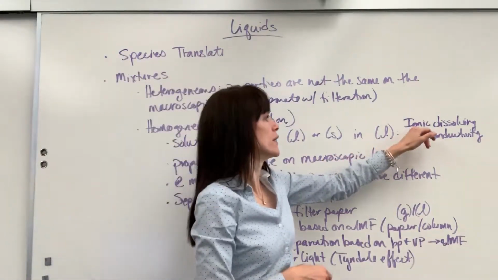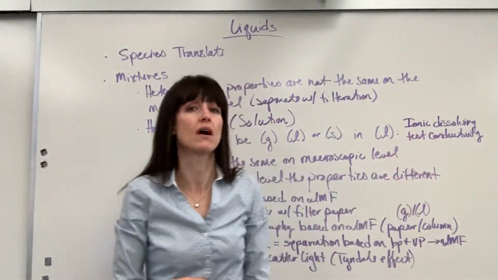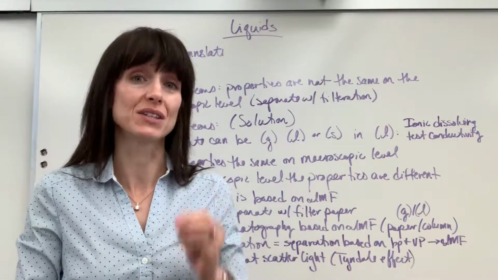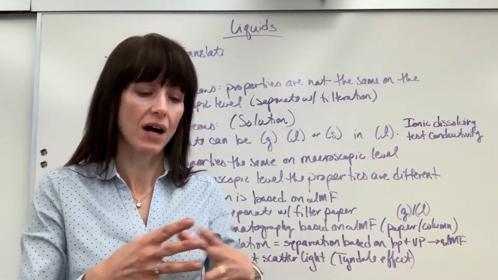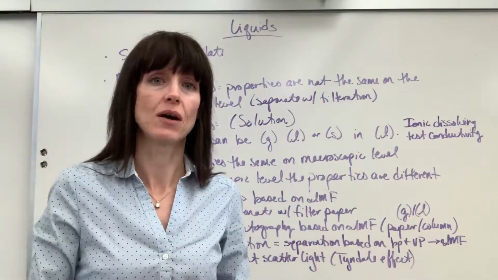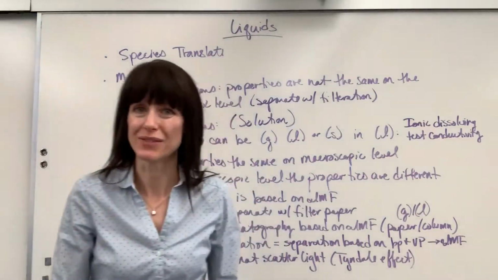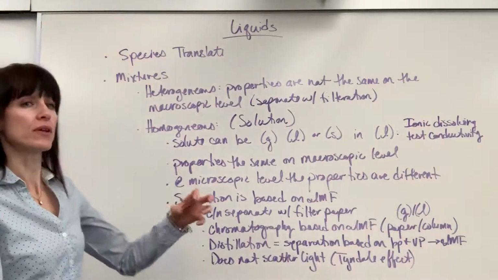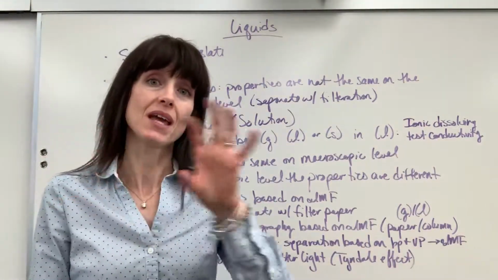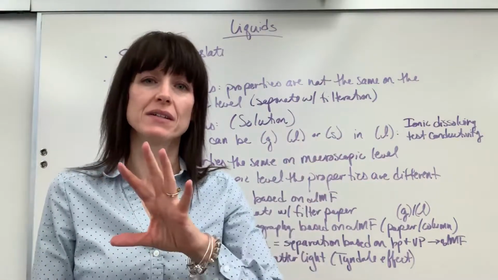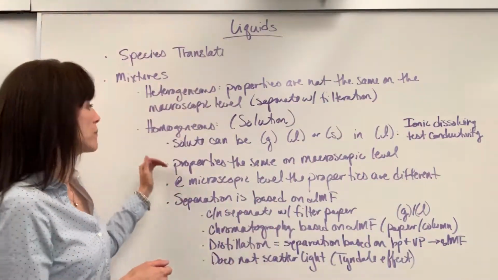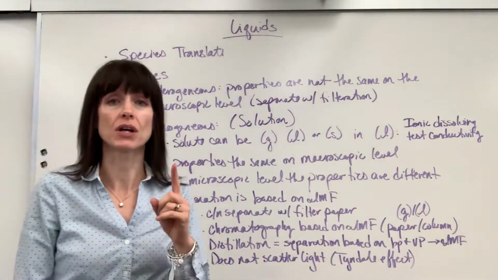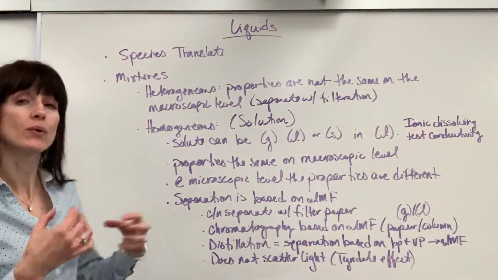And I wanted to remind you that when you do this ionic dissolving, you test it with a conductivity probe. You'll recall that ionic compounds, when they dissolve in water, conduct electricity. So if you want to confirm that you have an ionic compound dissolved in water, that there are ions in that water, you're going to do a conductivity test. If it conducts electricity, you have ions in that water. Now, if we look at a solution, it has the same, consistent composition. So at the macroscopic level, the properties look the same. At the microscopic level, though, the properties are different for these components in the mixture.